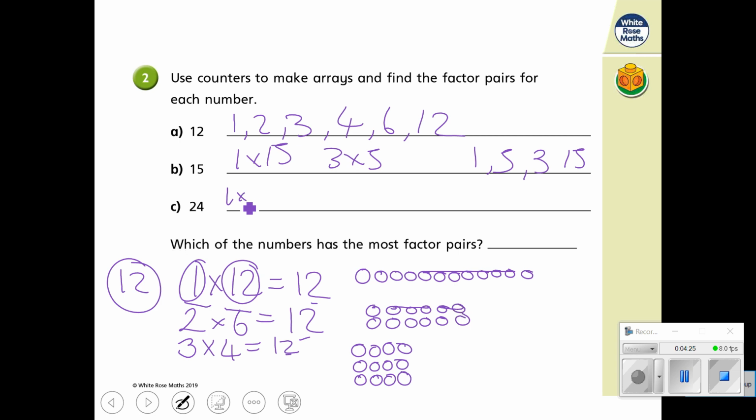24, you've got 1 times 24, so there's 2 factors. 2 times 12, there's 2 factors. 3 times 8, there's 2 factors. 4 times 6, there's 2 factors.